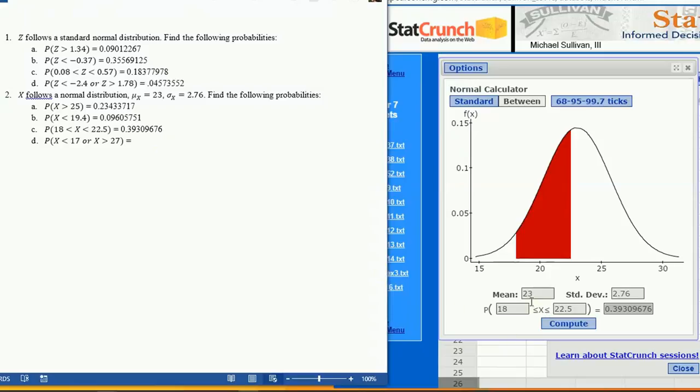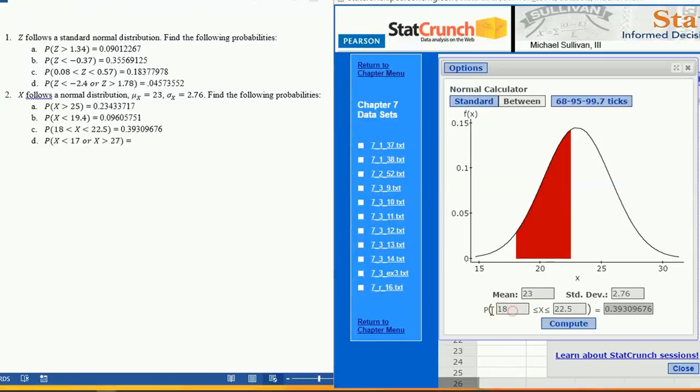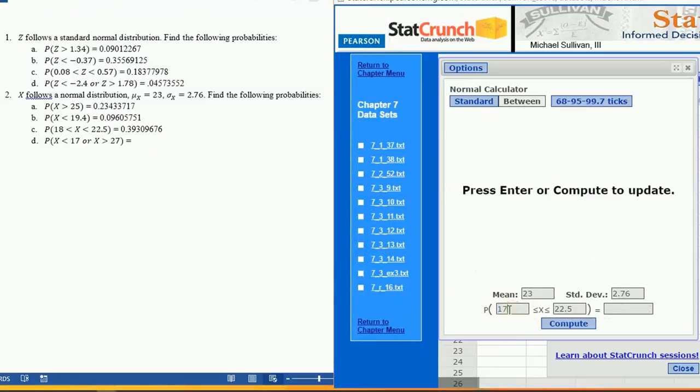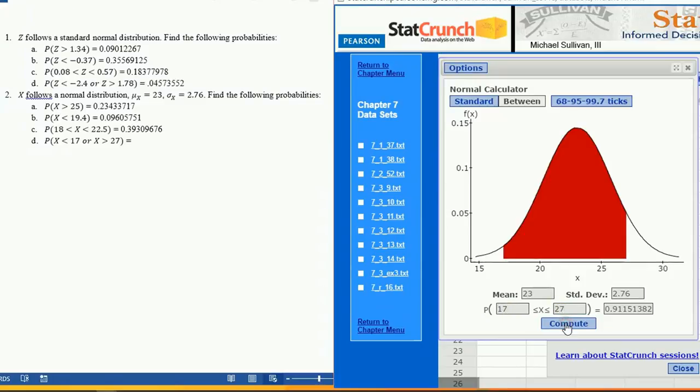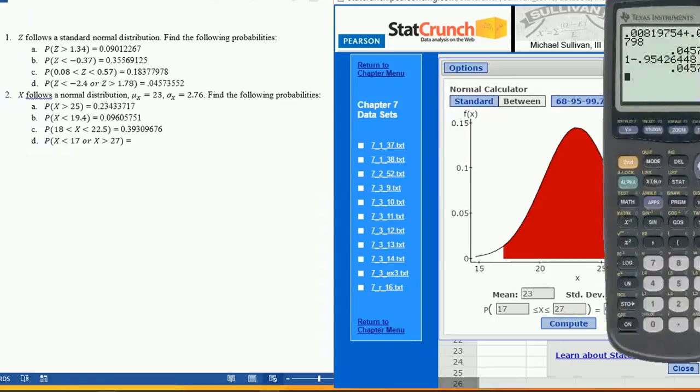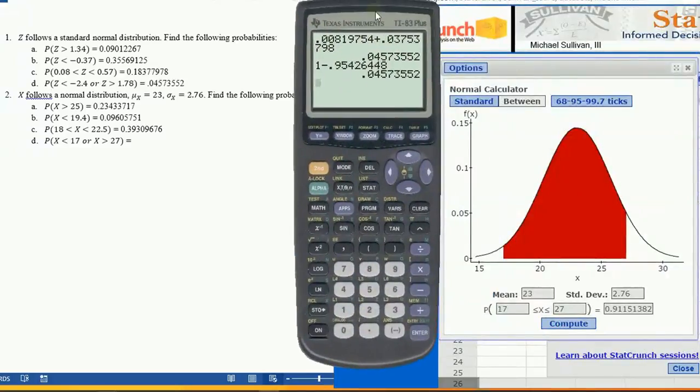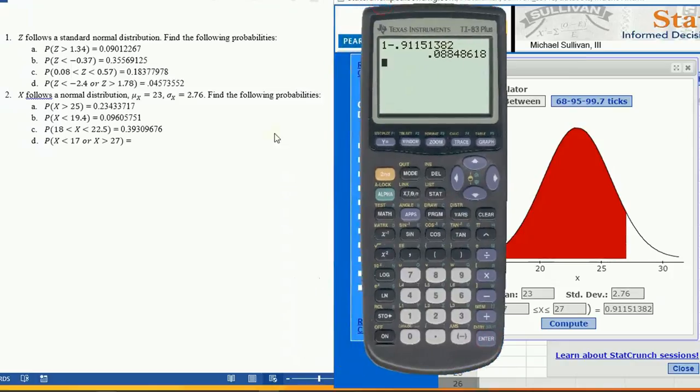Okay, and you can see, this time I'm going to once again do from 17 to 27. I'm going to have those give the area in between, and what I'm going to do is subtract this probability from 1. So do my 1 minus 0.9115132, calculate the difference, and that's going to be my answer.